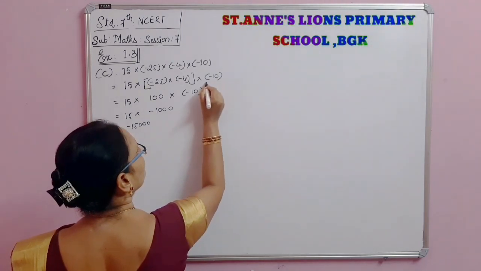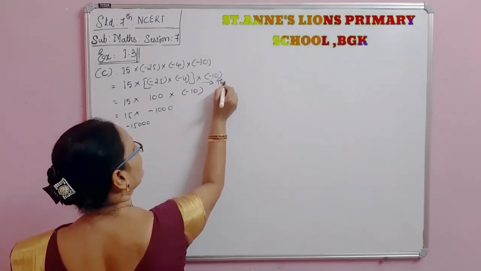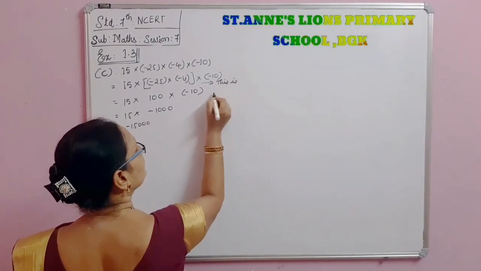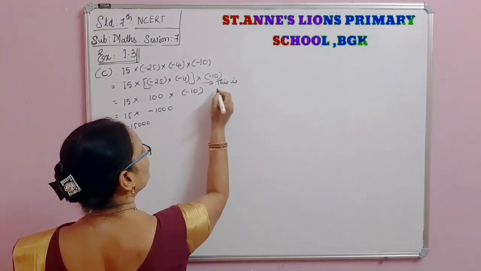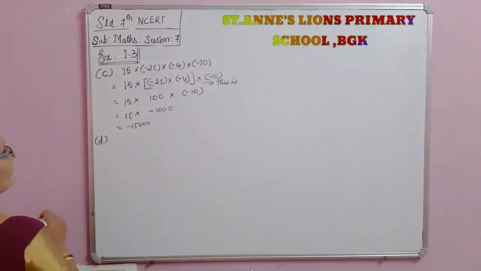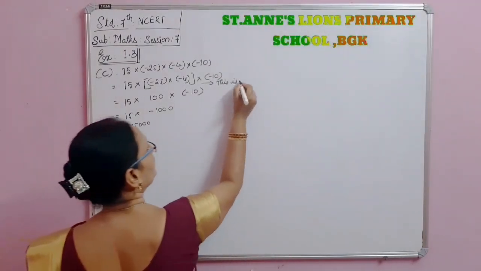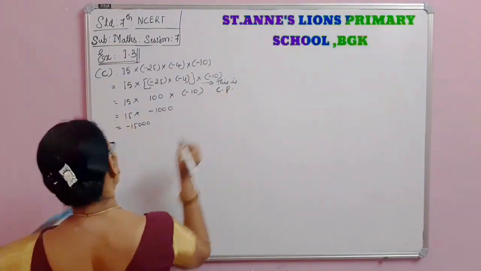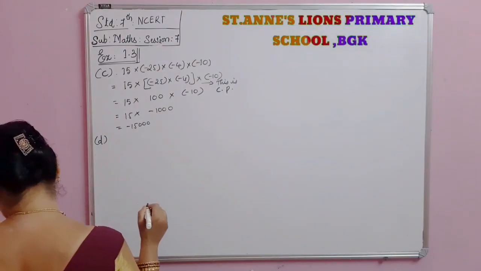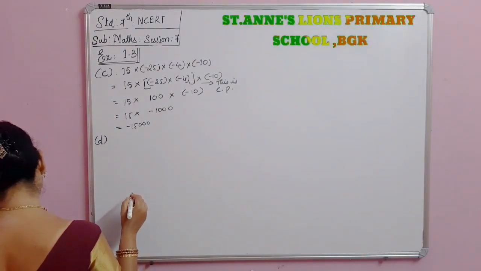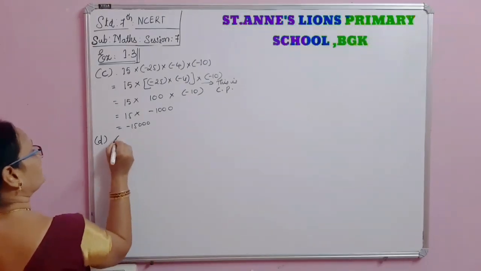So here you can write, I forgot to write, that is commutative property. You can write here, this is commutative property. Okay, commutative property.